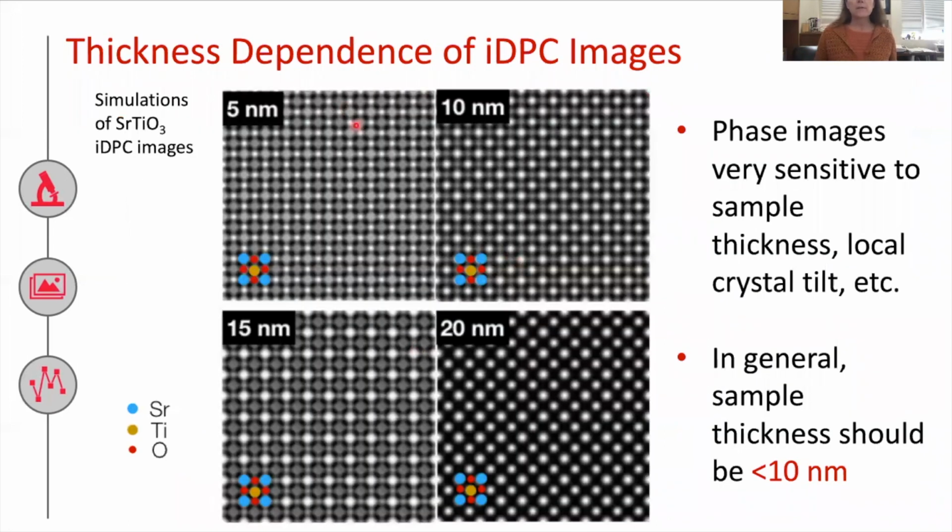But still here, if we look at simulations again from strontium titanate, things like sample thickness are still important. And if we look as a function of thickness, by the time we get to 20 nanometers under these simulated imaging conditions for strontium titanate, you'll see that we now have actually very little signal from the oxygens. So again, we need to be very mindful about the sample thickness and what role that plays into the final intensities in the image.